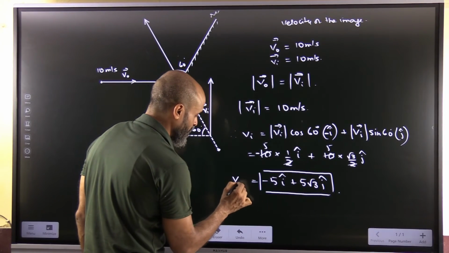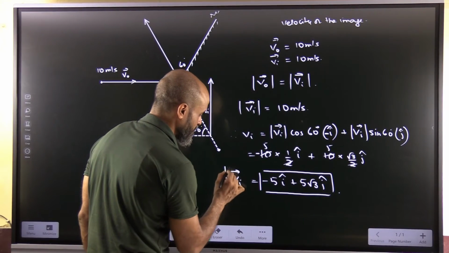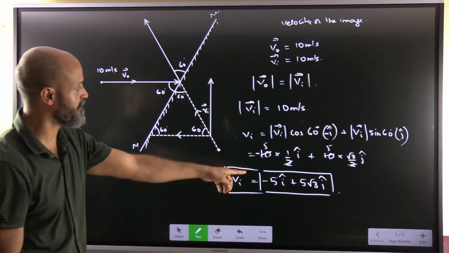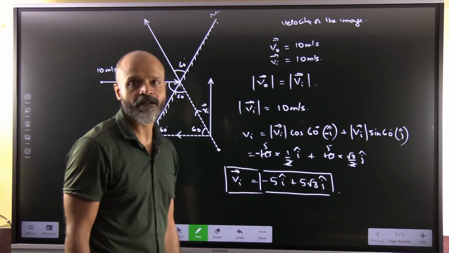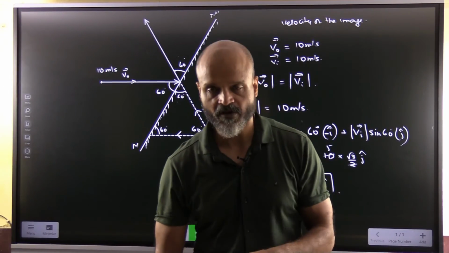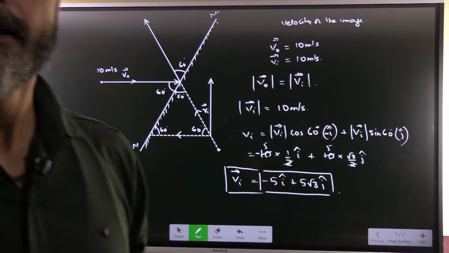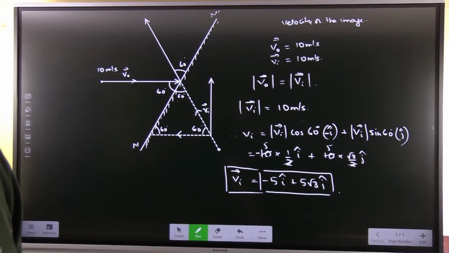That will be the velocity of the image in all aspects. Velocity of the image will be minus 5 I cap plus 5 root 3 j cap. This is the velocity of the image. Okay, all right, people.